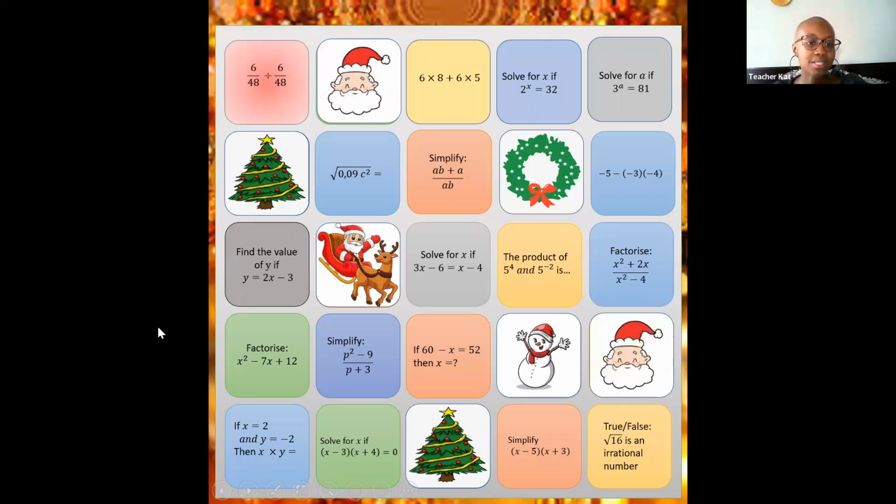Kimura says 27. Ooh, we have a battle of the numbers. So it's between 4 and 27 right now. Okay. This says 81. New answer being introduced.